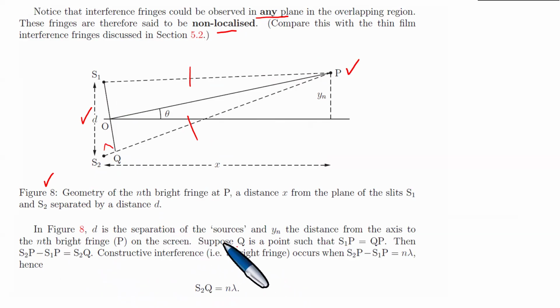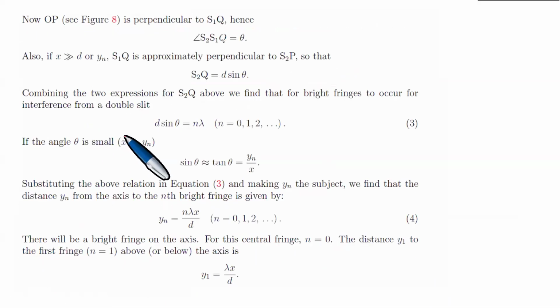When does the bright fringe occur? The bright fringe occurs when S2P minus S1P is equal to n lambda. Hence, we say that S2Q itself is equal to n lambda. Why is S2Q equal to n lambda? Because S1P and QP are equal to each other, and we are speaking about constructive interference, which is an integer multiple, so it's n lambda, not a fraction of that.